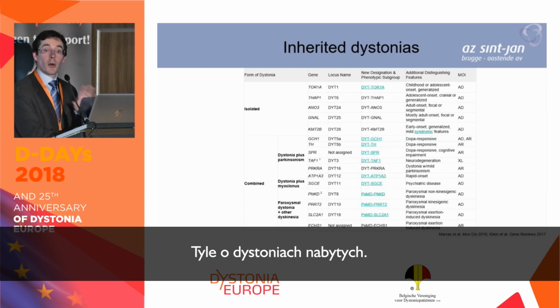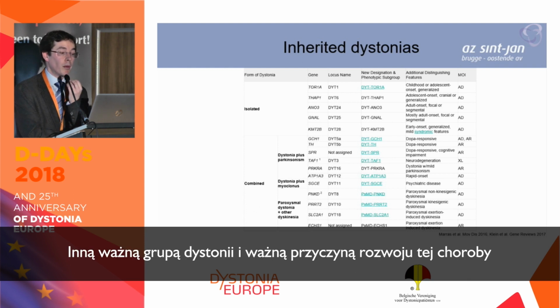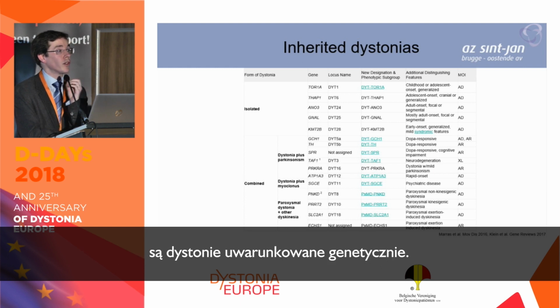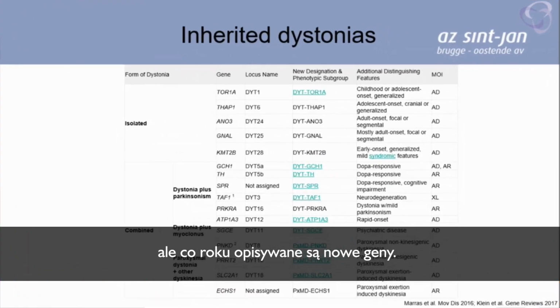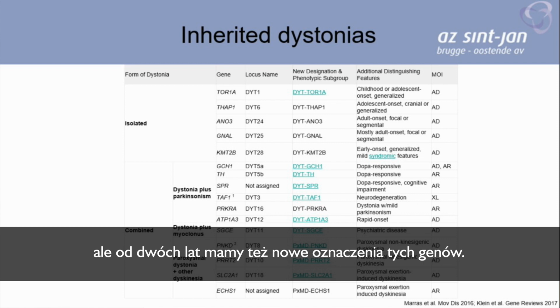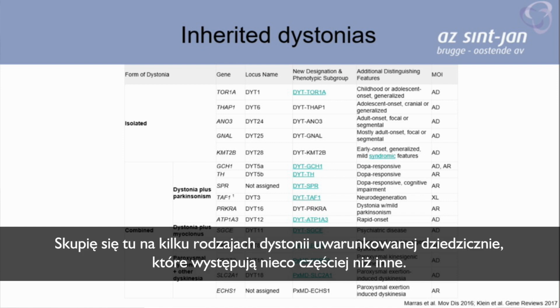So besides the acquired dystonias, an important group and an important cause of dystonia are genetic causes. It's only a minority of patients in whom the dystonia is inherited, but novel genes are described every year. And the classification that is used is the DYT classification. But since 2 years, we have some new designations for these genes. I will focus on a few genetic dystonias that are a bit more common than others.